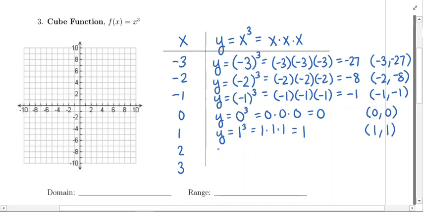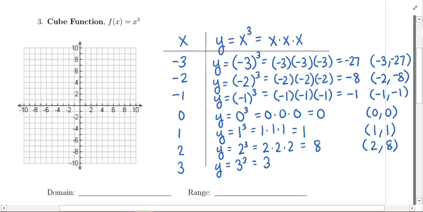All right, couple more. If x is equal to +2, the y value is going to be 2 cubed. That is just 2 times 2 times 2. So 2 times 2 is 4, times 2 is 8. So if x is 2, y is 8. And then lastly, we'll do x equals 3. We'll get that y is equal to 3 cubed. That is just 3 times 3 times 3. 3 times 3 is 9, times 3 is 27. So if the x value is 3, that means the y value is 27.